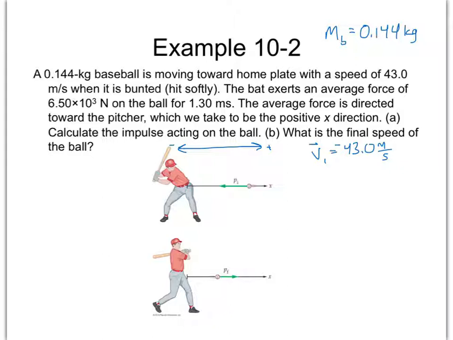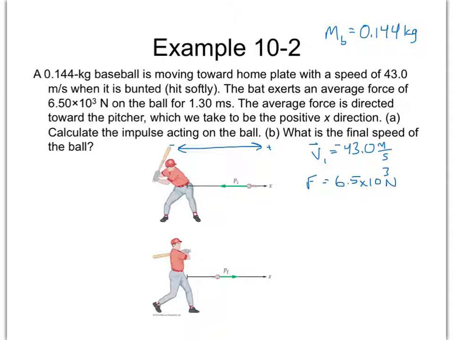Okay, well, the force that the bat exerts is a lot. It's actually thousands of newtons. 6.5 times 10 to the 3rd newtons. All right, so that's 6,500 newtons, which we divide by 4. I don't know, that's like 1,500 pounds, I guess. So it's a lot of force.